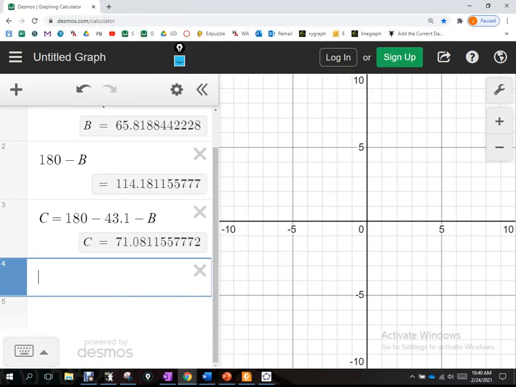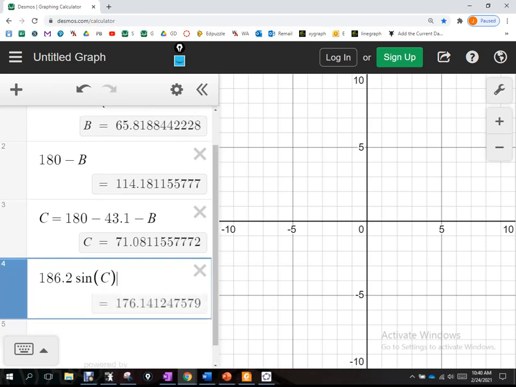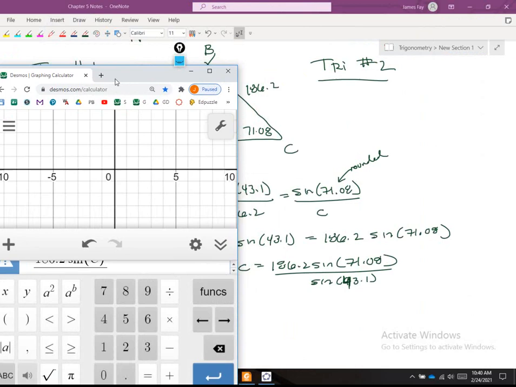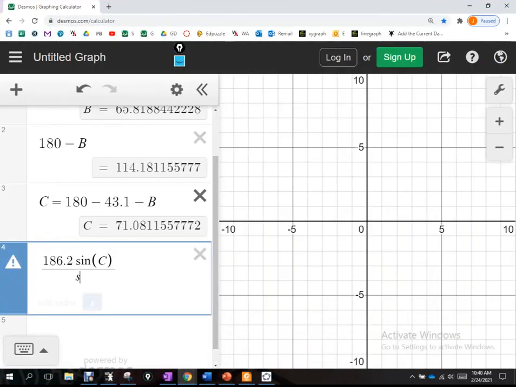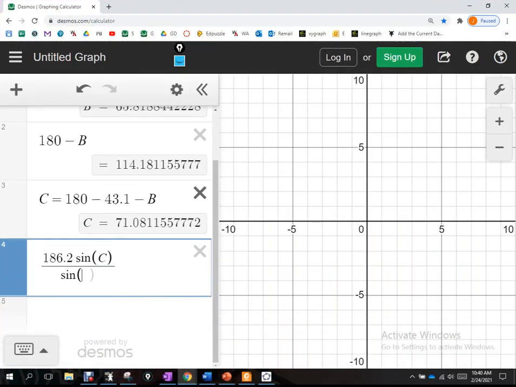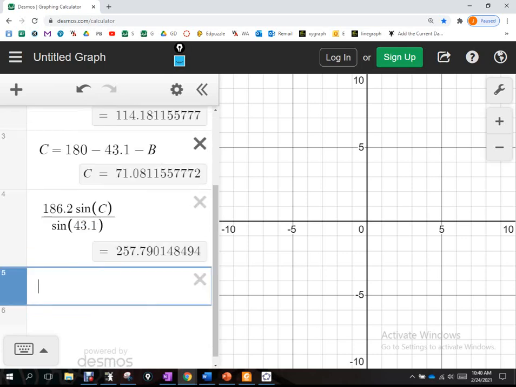So I go 186.2 sine of C, and we're going to divide that by sine of 43.1. And that is out to really that 9. I am precise out to that 9 now. So whatever decimal place they ask me, I can be 100% confident in that answer.